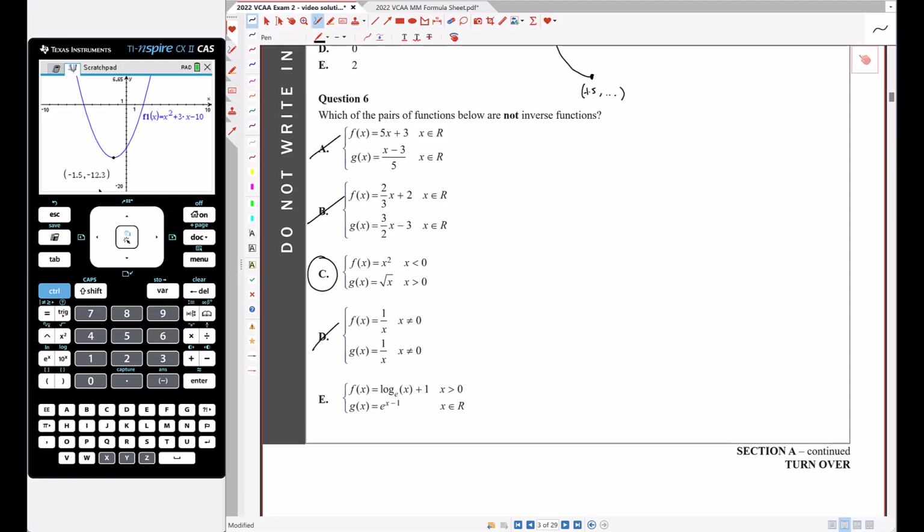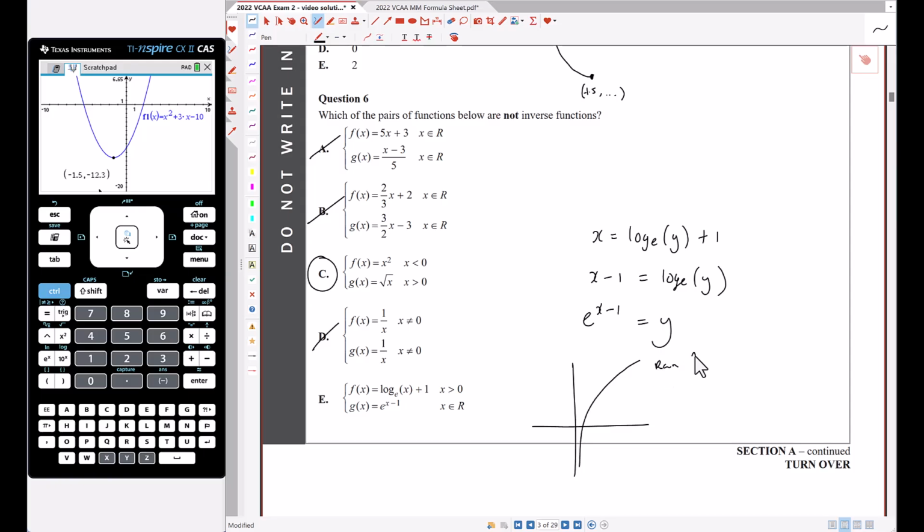And then f of x equals log e of x plus 1. So again, if we swap x and y there, we get log e of y plus 1. We take away 1, and e to the power of x minus 1 will be y. So the rules are definitely right. The log function is a log shifted up by 1. So the range of f will be R, and therefore that becomes the domain of the inverse, and so that's correct. So they are certainly inverses. So C is the one.